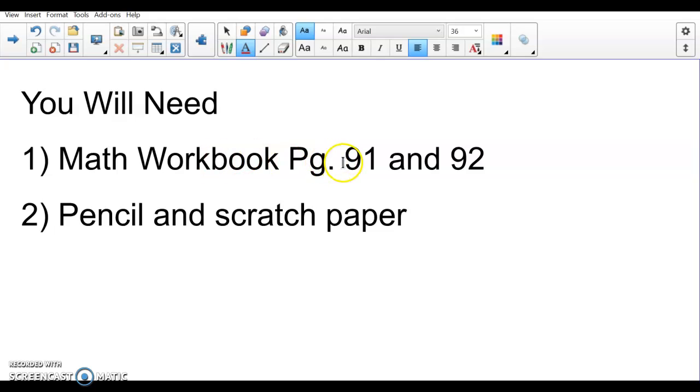So today you'll need pages 91 and 92 in your math workbook, and you'll also need a pencil and scratch paper. For some of you, that's your whiteboard and your marker. Either is fine.